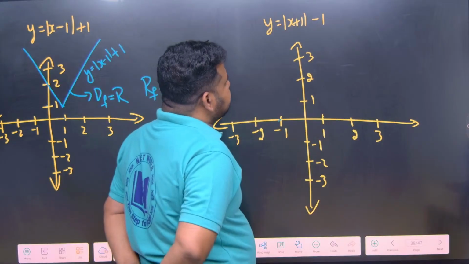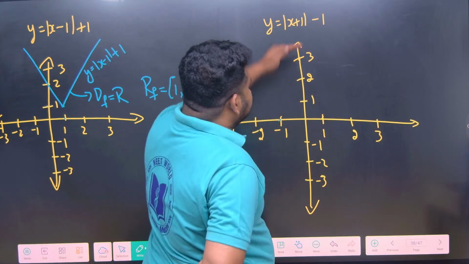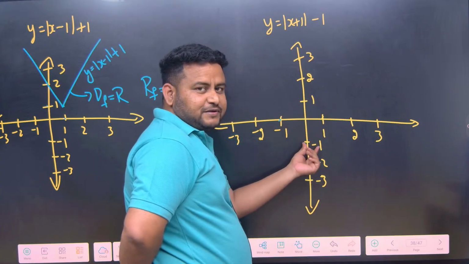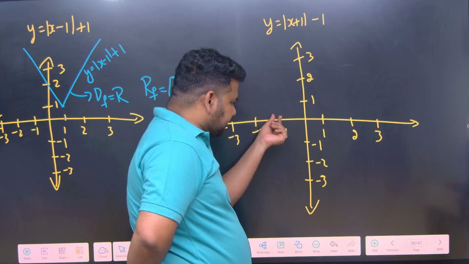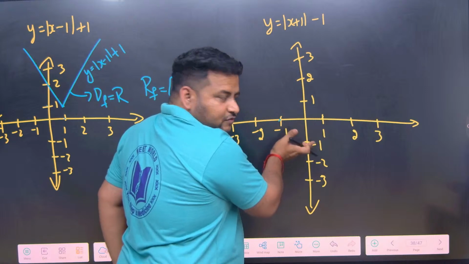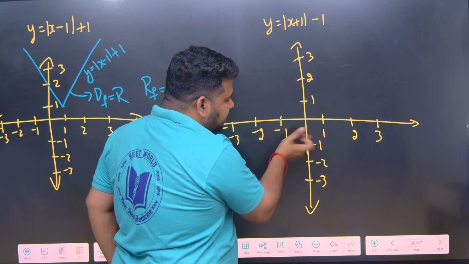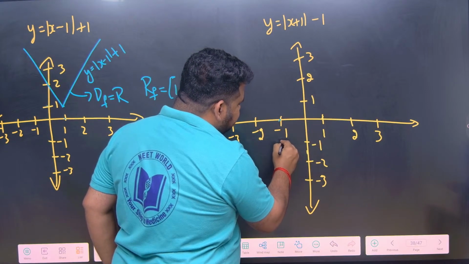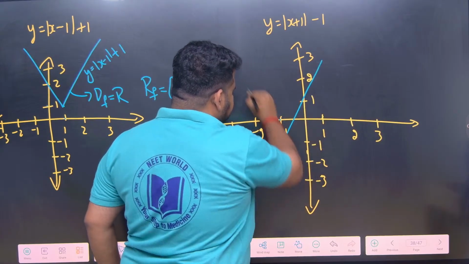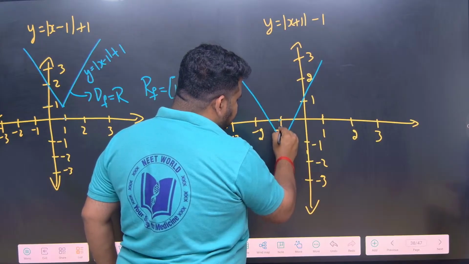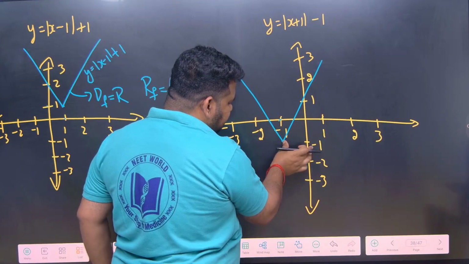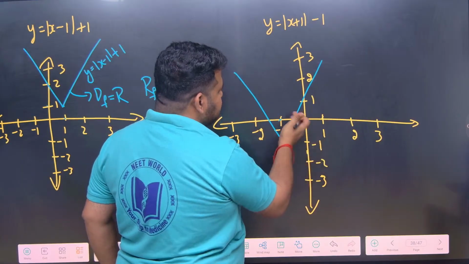Next thing, what they are telling is it is having a distance of minus 1, which means it is starting from here. The sharp edge should be pointed towards here, but it must start from y coordinate minus 1 on the y axis. So from here the graph will start, an upward inverted shape, with the sharp edge pointing towards x equal to minus 1.